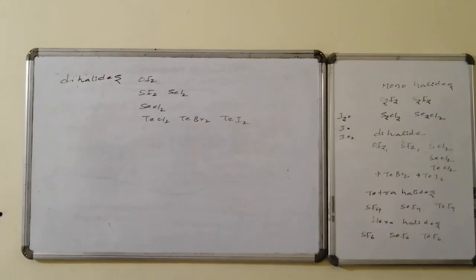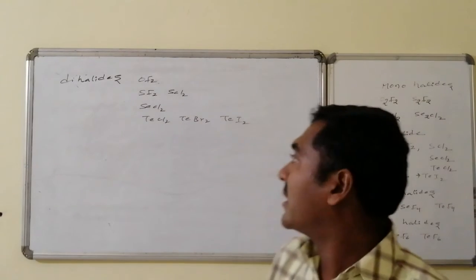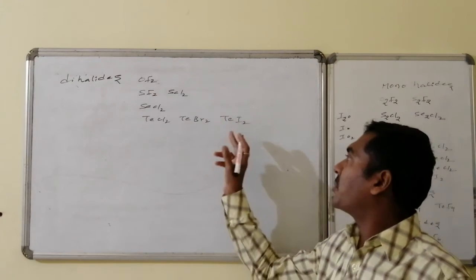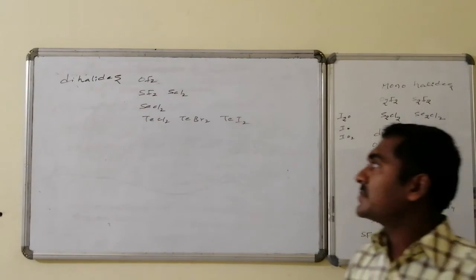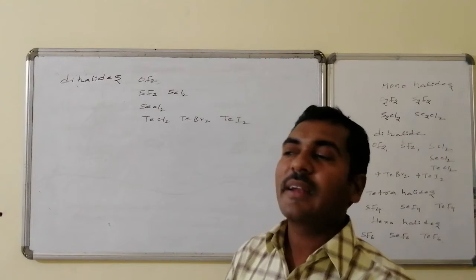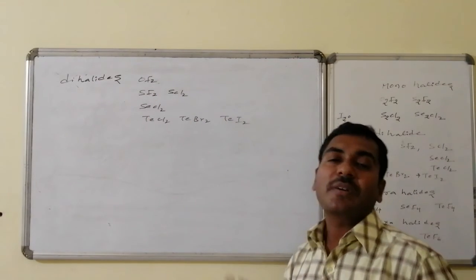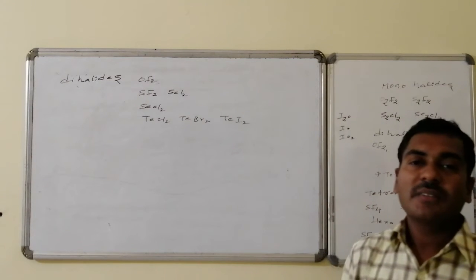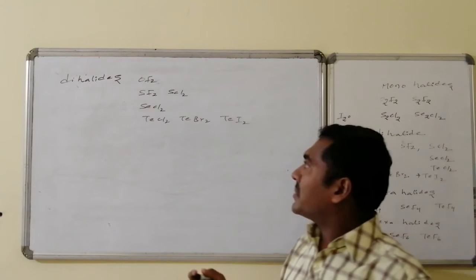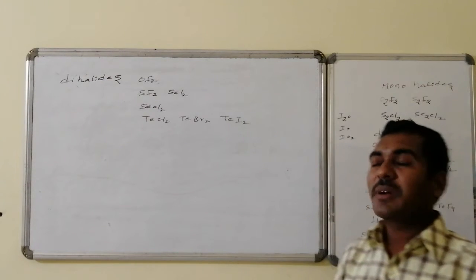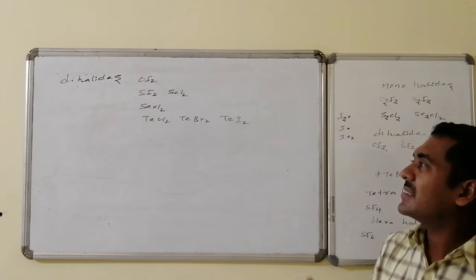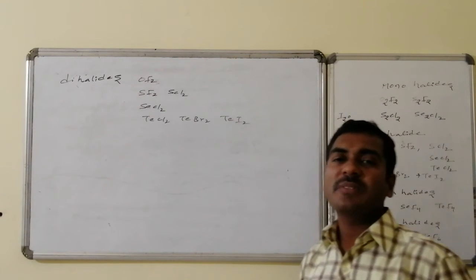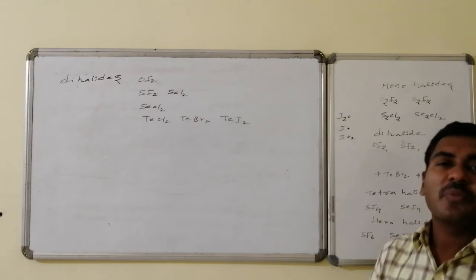Here the dihalides, oxygen difluoride, sulfur dichloride, selenium dichloride, tellurium dichloride, tellurium dibromide and other tellurium dihalides are important. In these particular halides, the shape is similar to that of the water molecule. The hybridization, geometry, and structure are similar to that of the water molecule. For any of these dihalides, the hybridization is sp3 and they are angular in shape, similar to that of the water molecule.